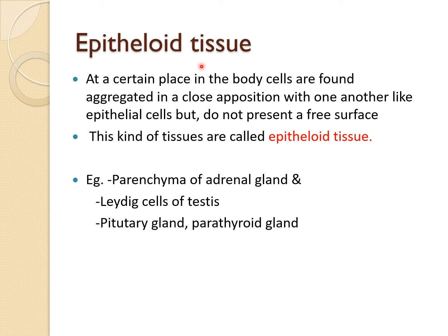Now, epithelioid tissue. At certain places in the body, cells are found aggregated in close apposition with one another like epithelial cells, but are not present at a free surface. This kind of tissue is called epithelioid tissue. Examples are the parenchyma of the adrenal gland and the lining cells of the testis, pituitary gland and parathyroid gland.